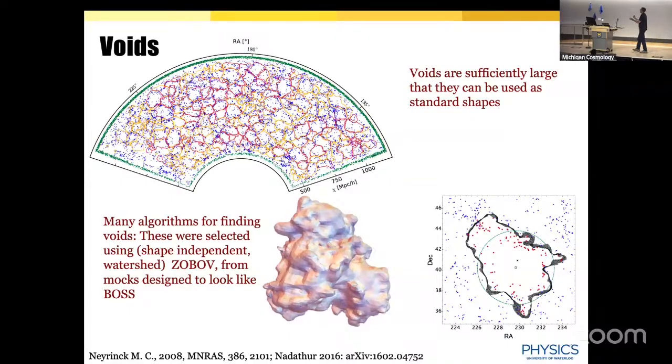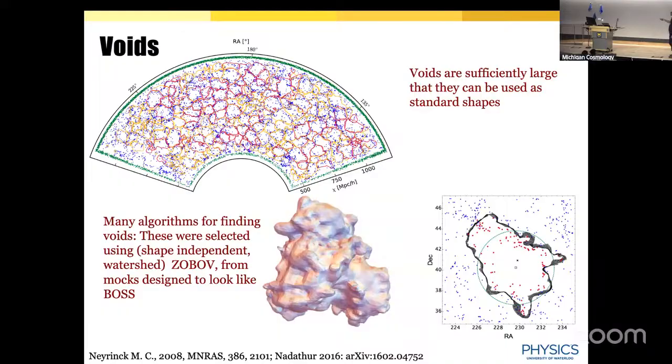So one of the key objects to use for Alcock-Paczynski measurements are voids. Voids are places in the universe that are very boring. They have very few galaxies in them. But they are very big, and they're expected to be expanding with the expansion of the universe. So they can be used as standard shapes and can be used to make these Alcock-Paczynski measurements.